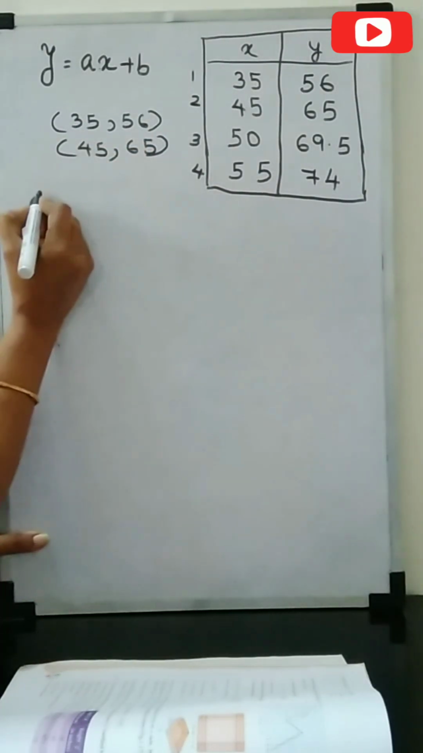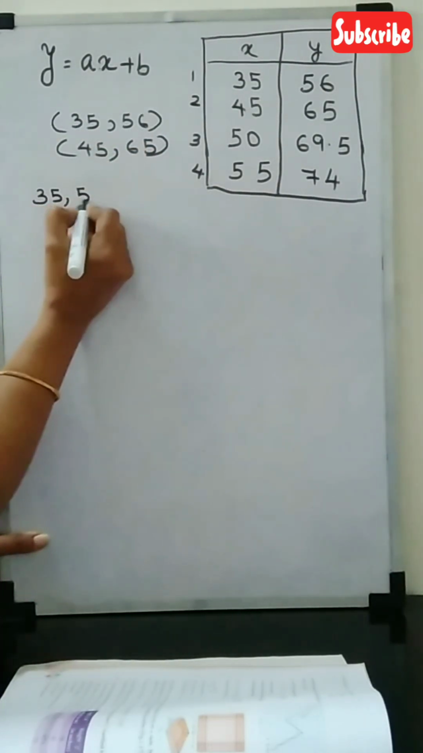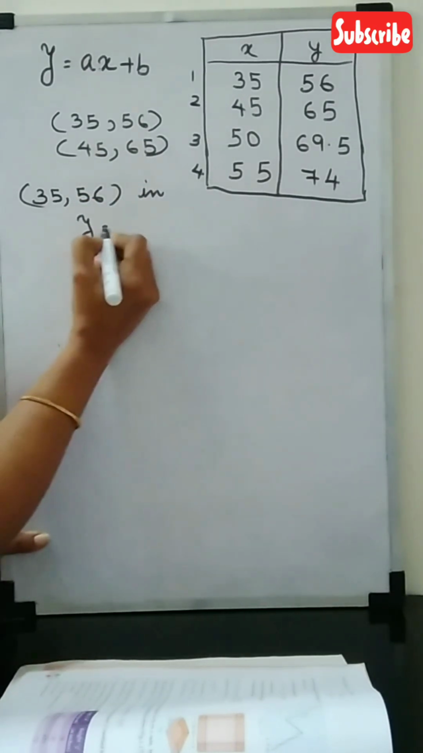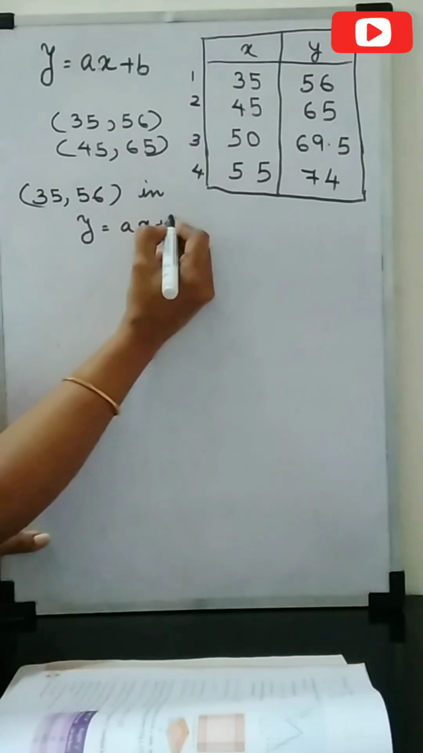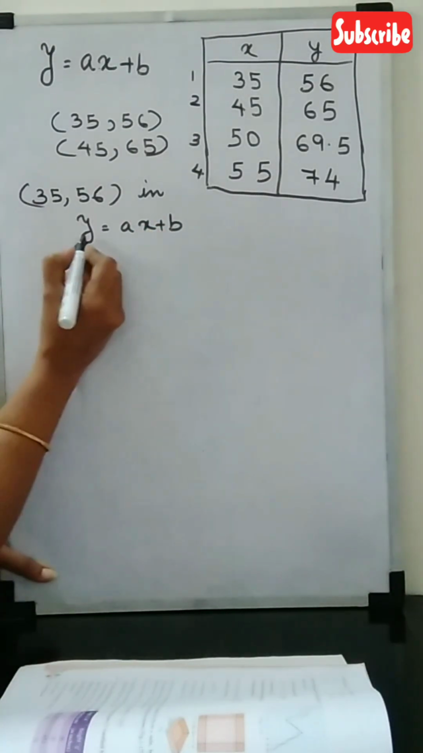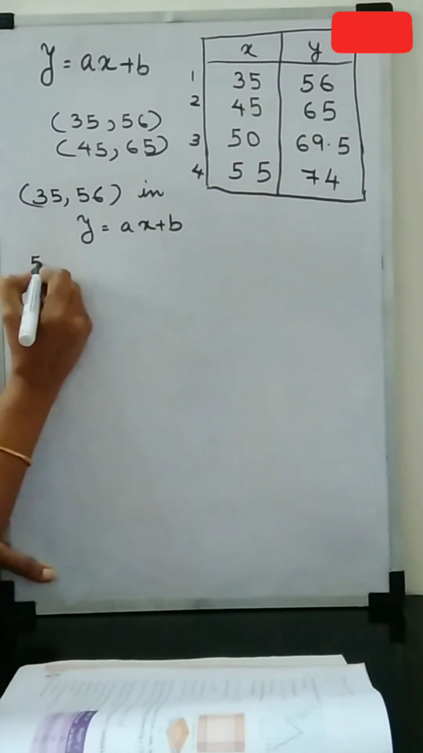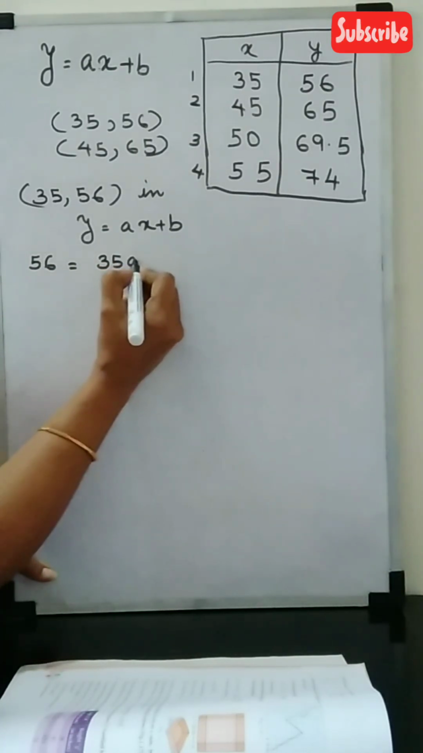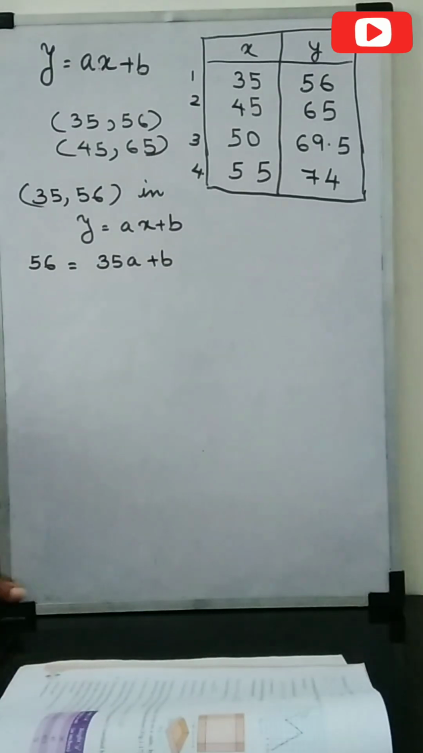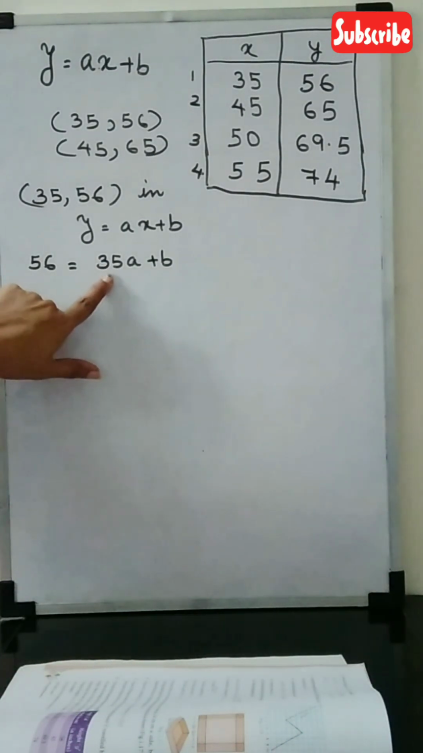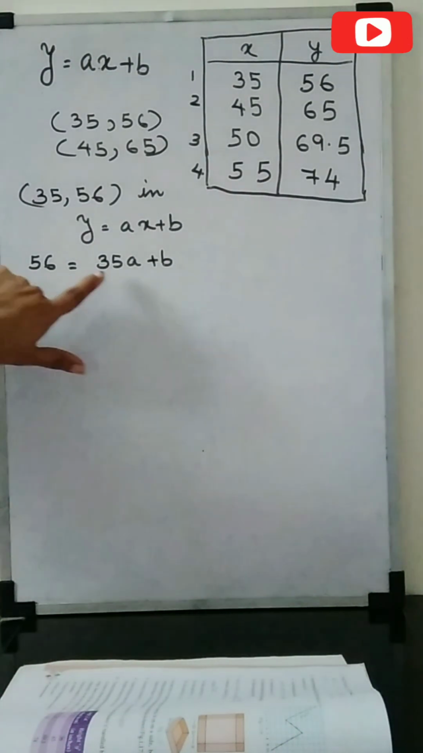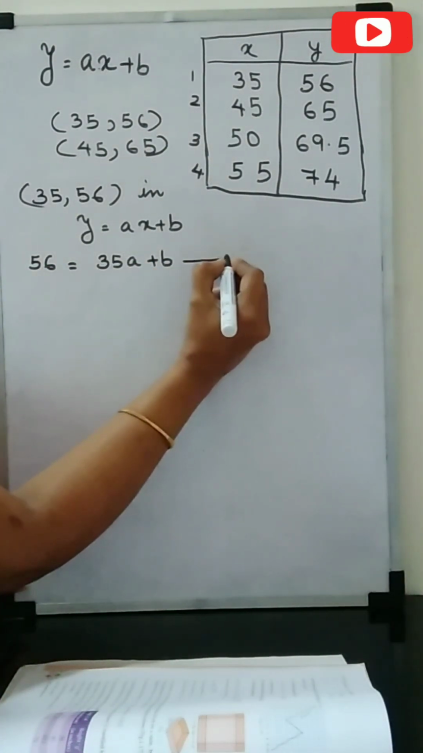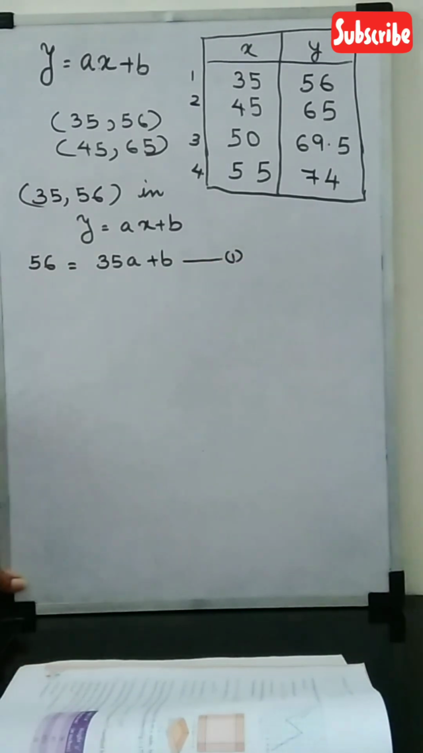Now let us substitute this value in the equation y is equal to ax plus b. What will we get? y is 56, so 56 is equal to 35a plus b. The value of x is 35, so 56 is equal to 35a plus b. Let us consider this as equation number 1.